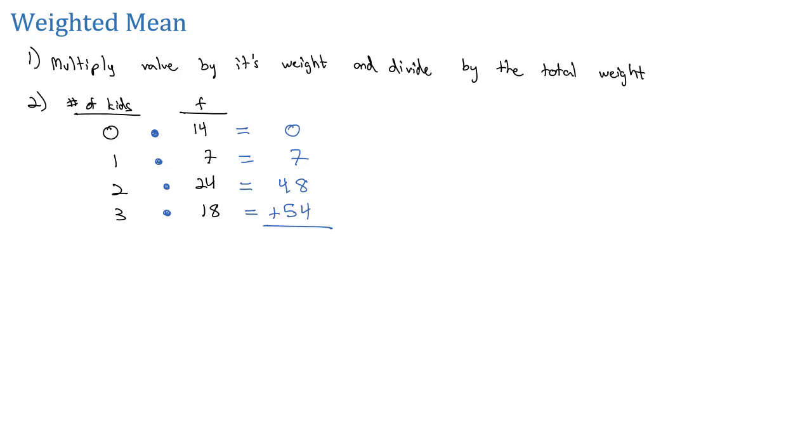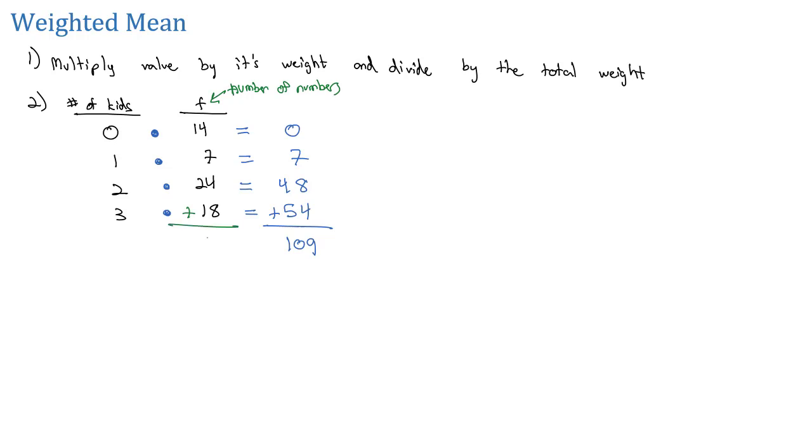This sum is what we want to add up. 0 plus 7 plus 48 plus 54. That adds up to 109. That's what you would get if you added up all the numbers. And then we need to divide by the total number, which is found under the frequency. That's the number of numbers.